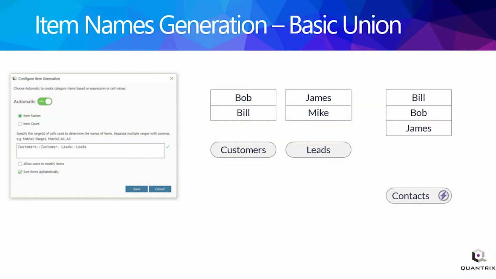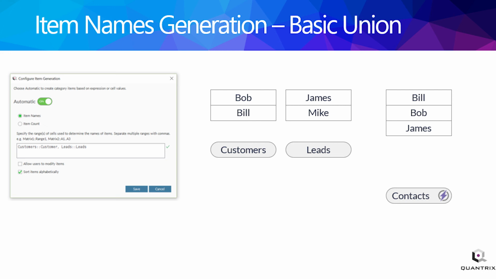You can also use this item name generation to do a basic union. So here I have 2 lists. I have 2 categories, 2 lists of items. I have some customers, and I have some leads. And I want to create a unioned category, which is contacts.